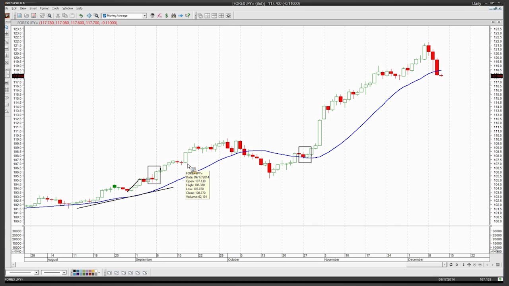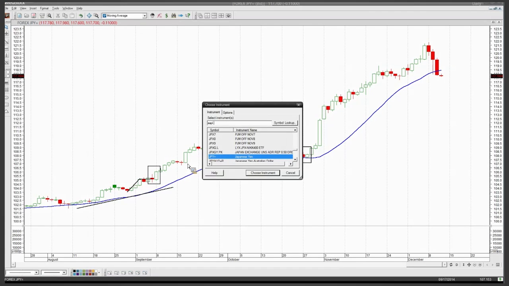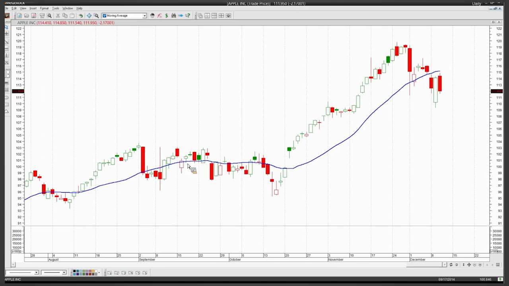Any other symbols? Yes. Let me just go through the emails again. George was asking about Apple, along with a lot of other people. Sure. Let's have a look at Apple. Would you say this, by far, is the most popular symbol that you get asked about? Yeah, all the time. Absolutely. This one is huge.